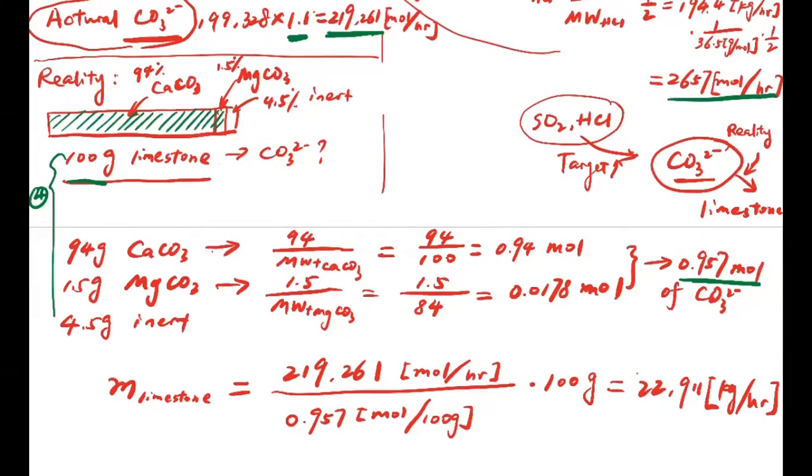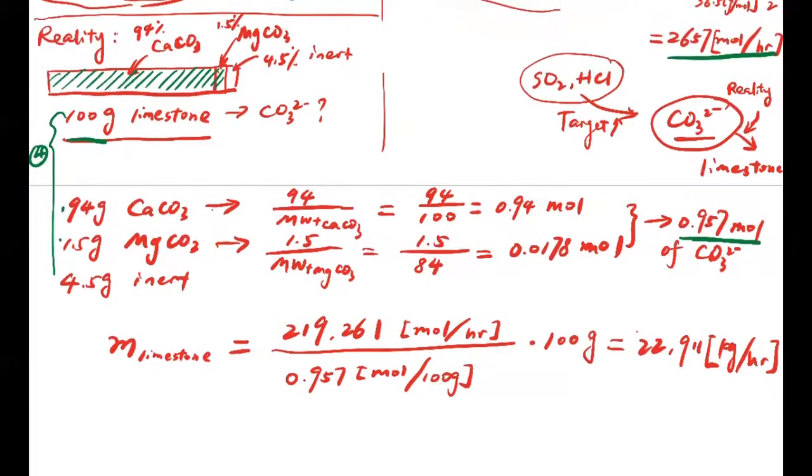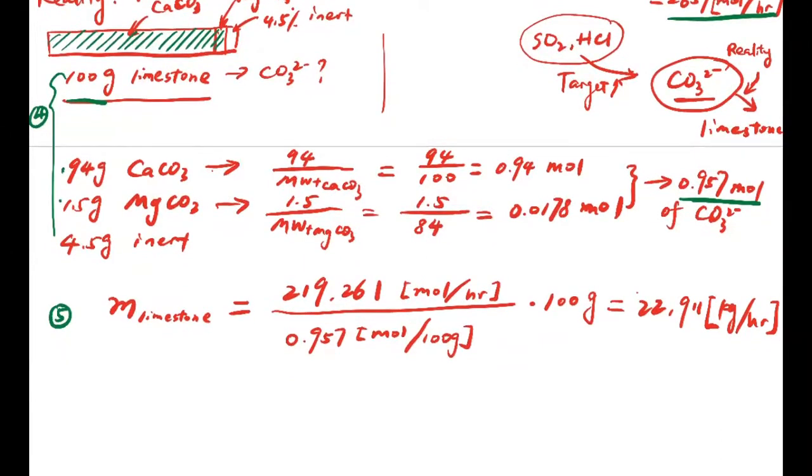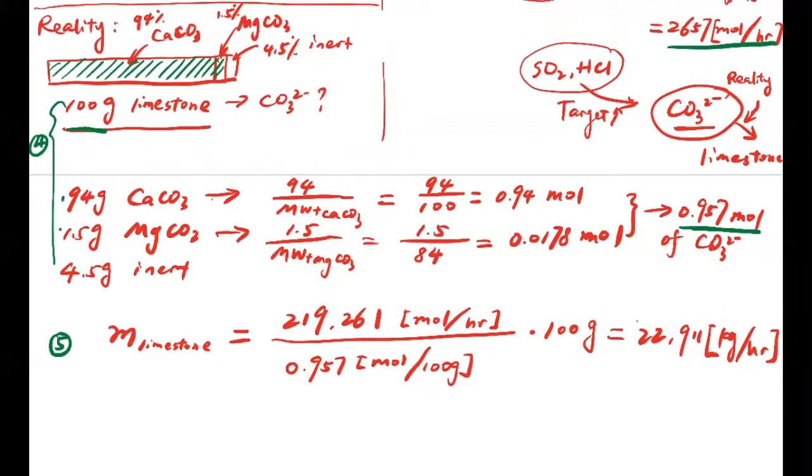We can calculate the weight of the calcium carbonate and the weight of the magnesium carbonate, and then calculate the carbonate ions, right? And finally, the fifth step is to relate this carbonate ion amount and calculate the total mass of the limestone, okay? So this is where we calculate the feed rate of the limestone. Everything is based on the stoichiometric ratio.